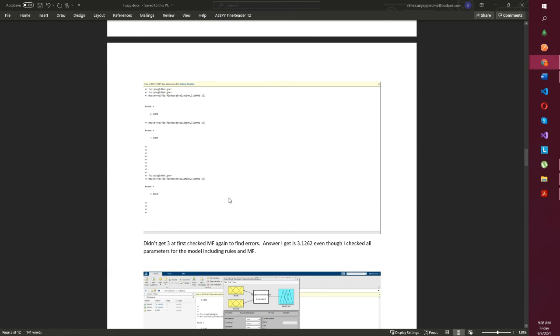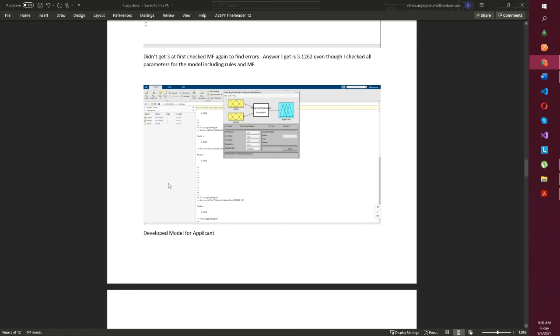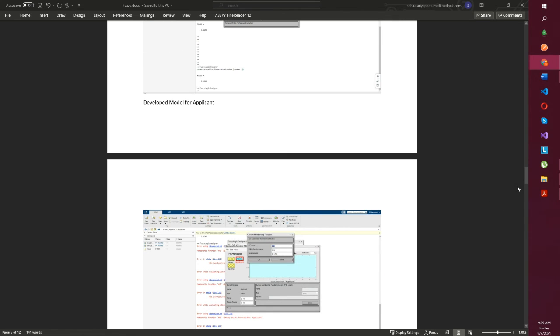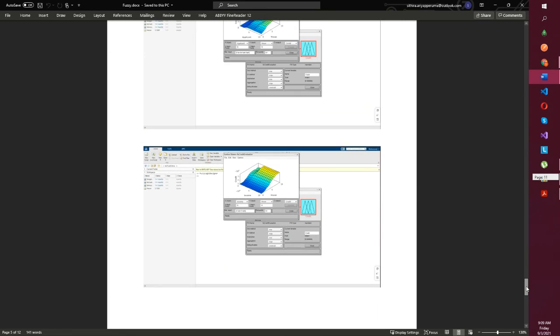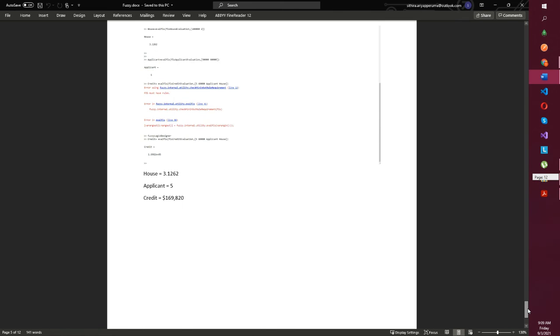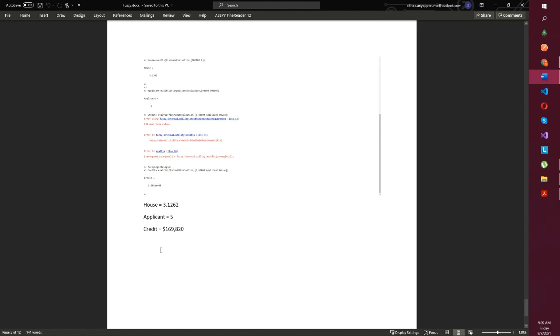I didn't get 3 as requested for the house evaluation, but I got 3.16. Earlier I got 3.7, then I realized there was a mistake with the membership function. So I adjusted it, then I rechecked, and it always pointed at 3.16. And I developed all other models and then got the answer for our sample test.